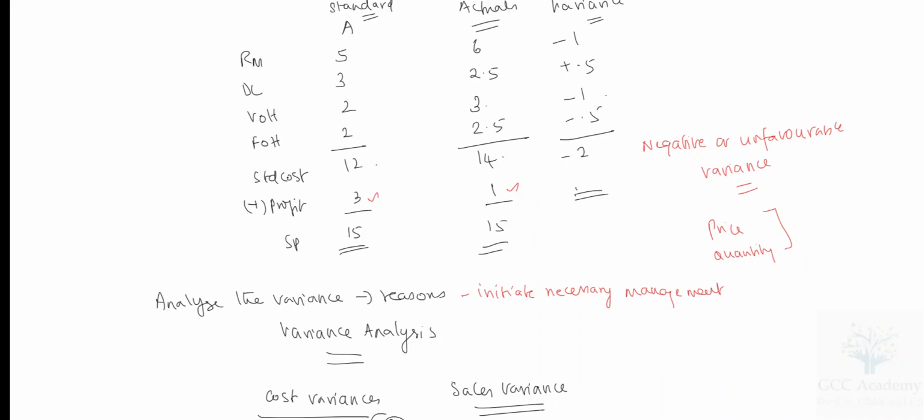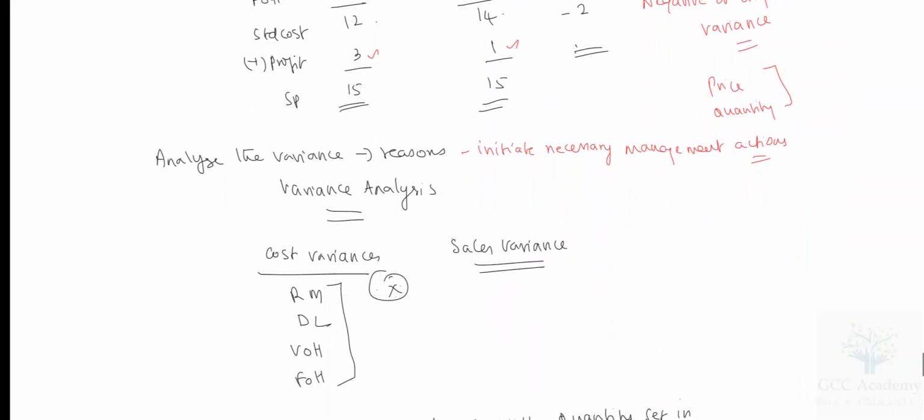Management only has to take actions to address this issue. And variance analysis are broadly classified into cost variances and sales variances. So we are going to focus initially on the cost variances, where we have 4 different types of variances: raw material variances, labor variances.